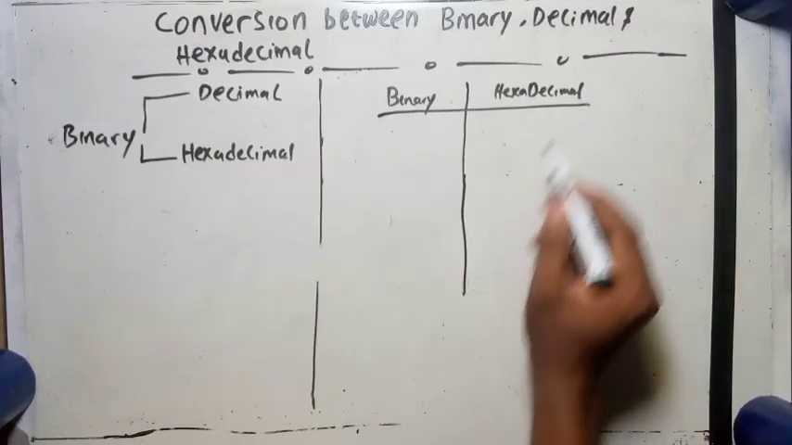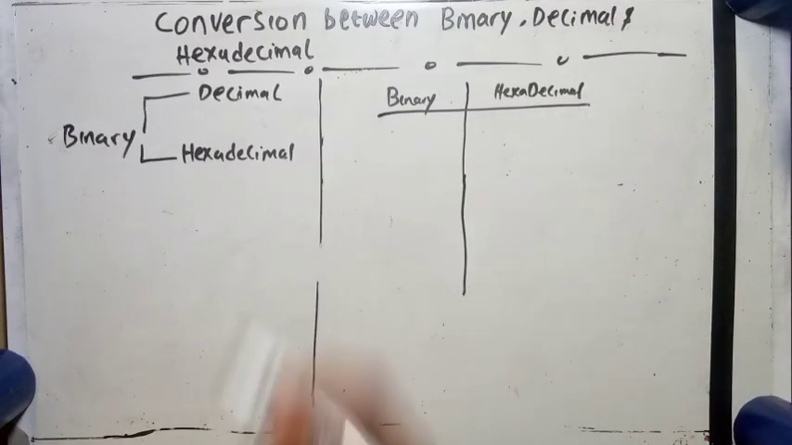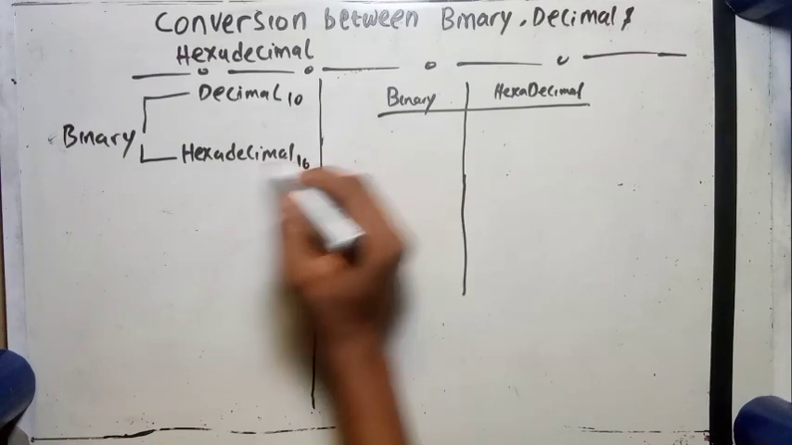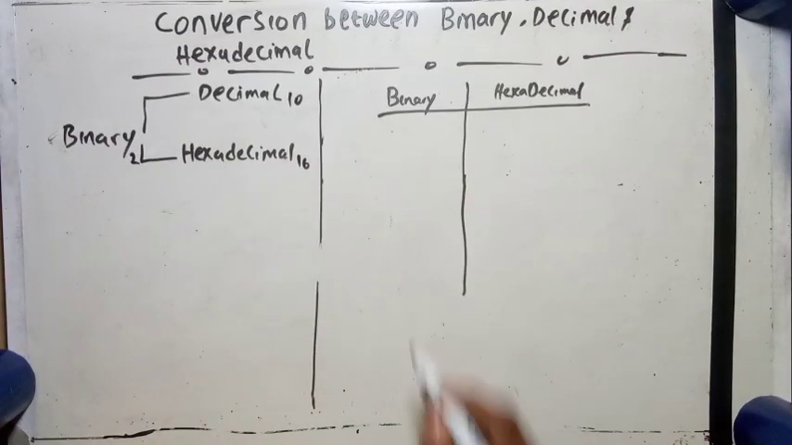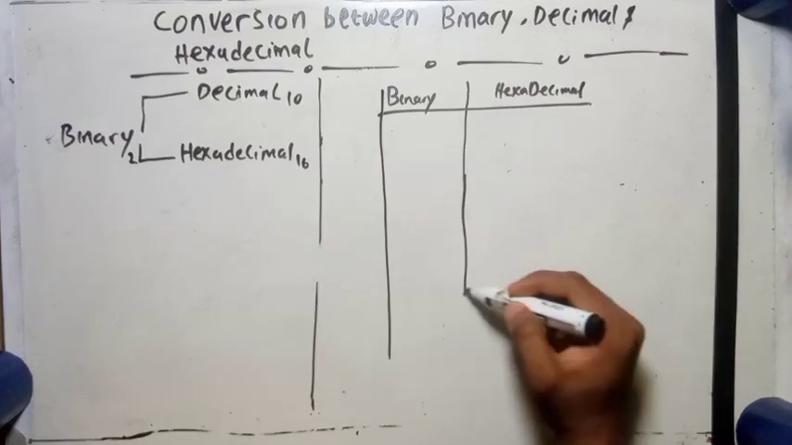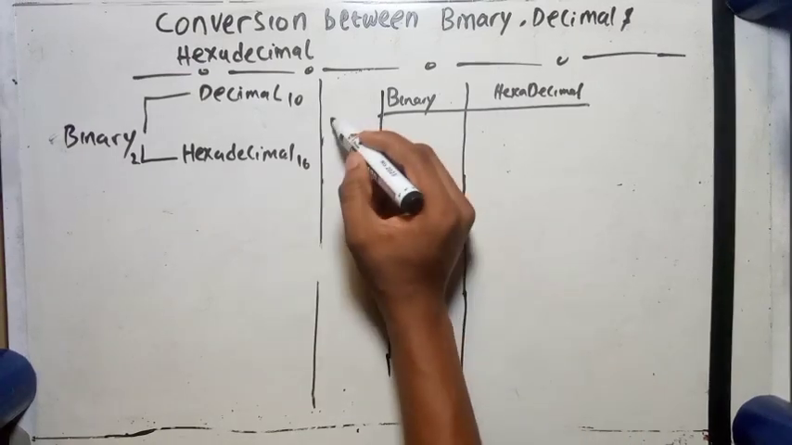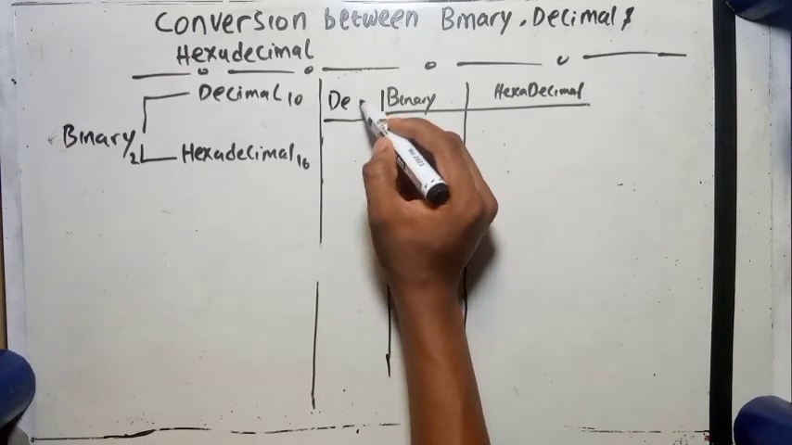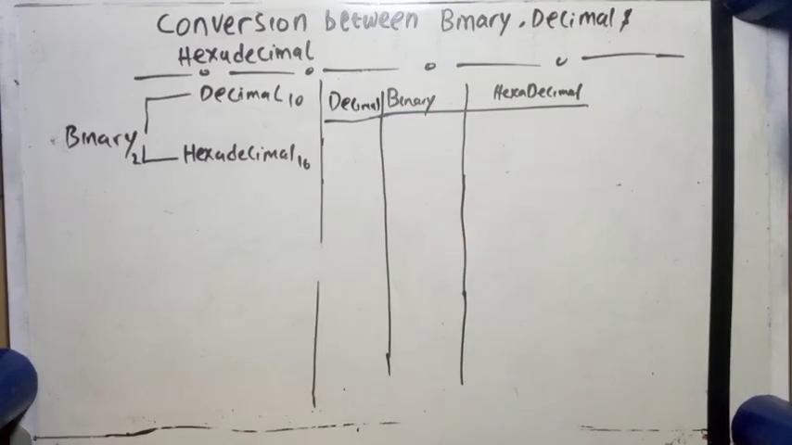Remember, hexadecimal is the base of what? 16. This is your base 10, this is your base 16, and that is your base 2. Okay. Now, let's say we are given stuff like this, and let's also put it in decimal over here.